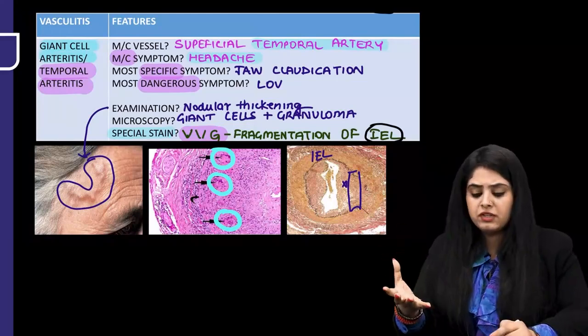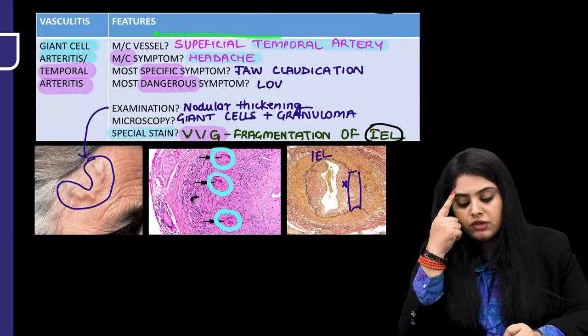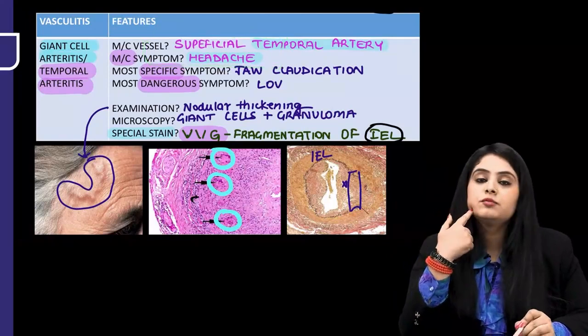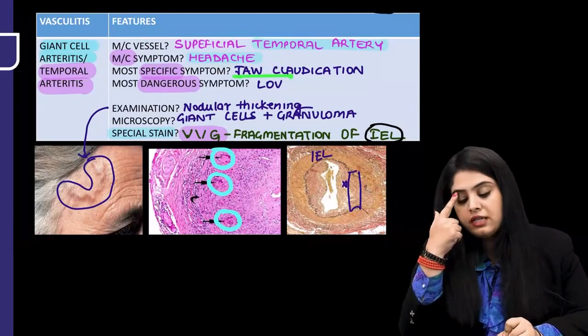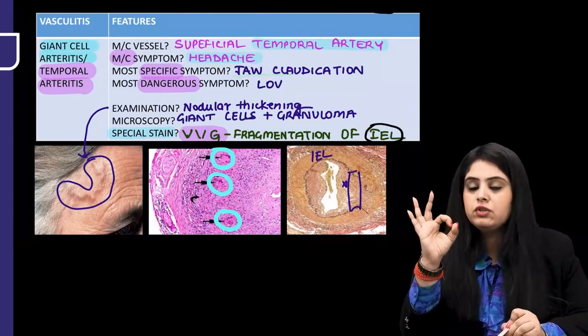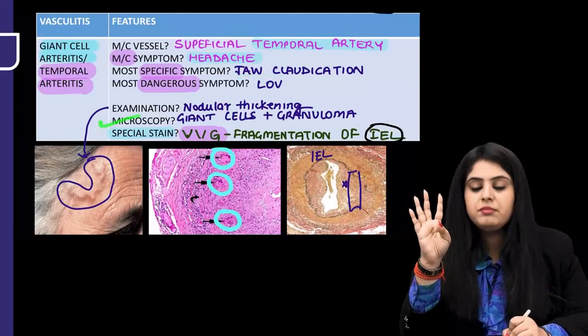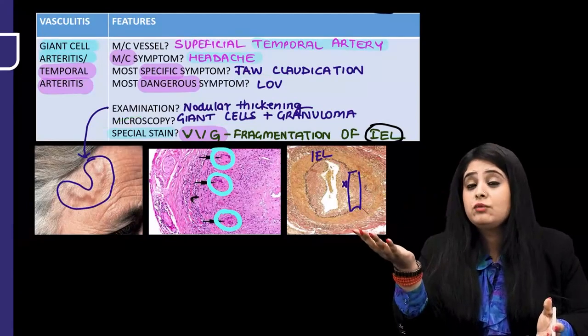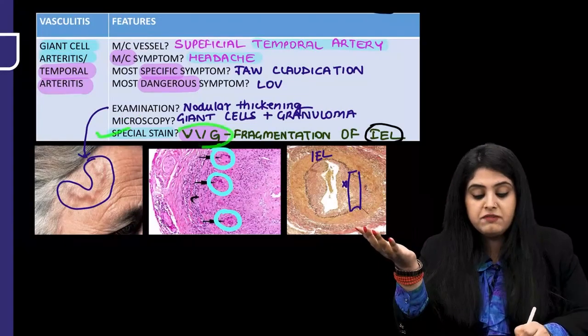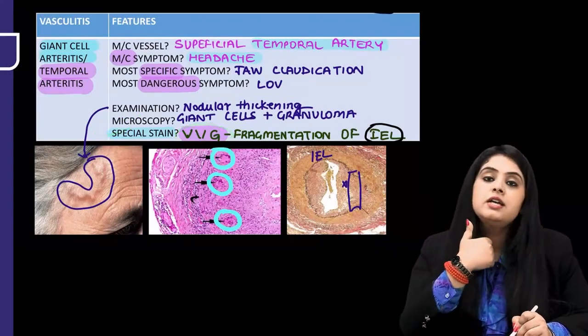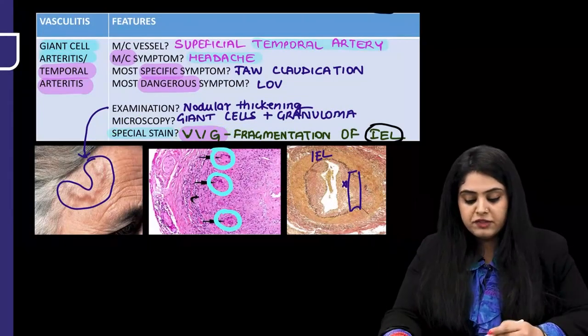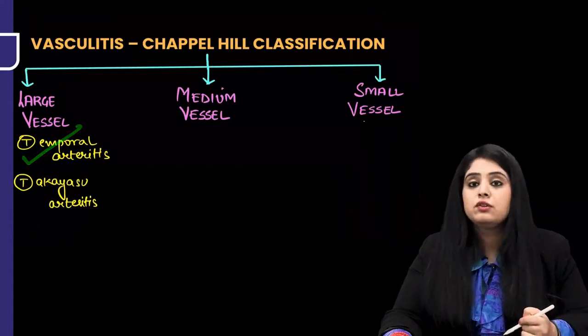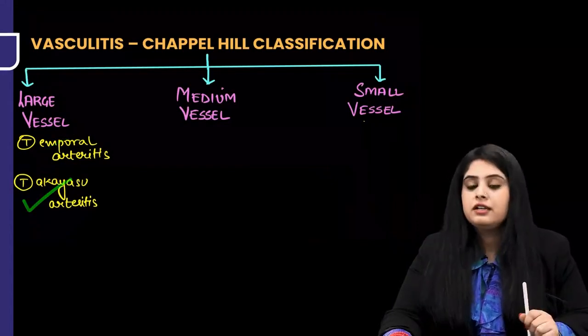Quick five questions. Most common is temporal artery, so obviously headache is common. The specific one is jaw claudication. The dangerous one is loss of vision. Three questions are done. Fourth question, what are you going to see microscopically? Lots of giant cells. And what are you going to see on a special stain? VVG stain, the fragmentation of internal elastic lamina. So the first T is done. Temporal arteritis is done. The second one is Takayasu arteritis.